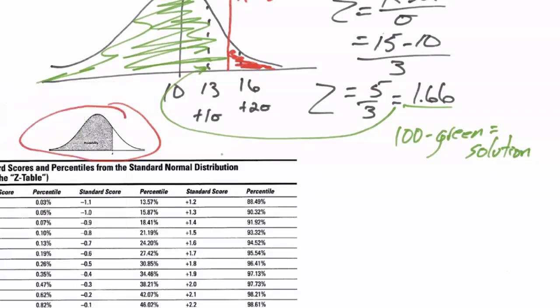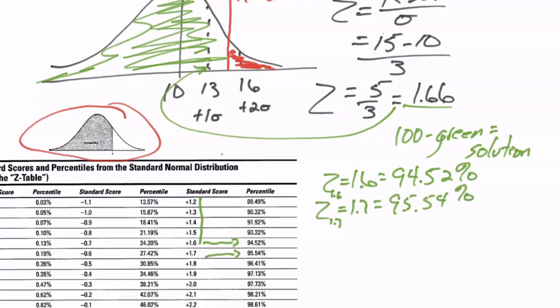So if I look for 1.66, there's 1.5, 1.6. Okay, they don't have 1.66. They just have 1.6 and 1.7. If I take a look at 1.6, that is 94.52%, and a z of 1.7 is 95.54%. So if we're looking for a z of 1.66, it's somewhere in between.